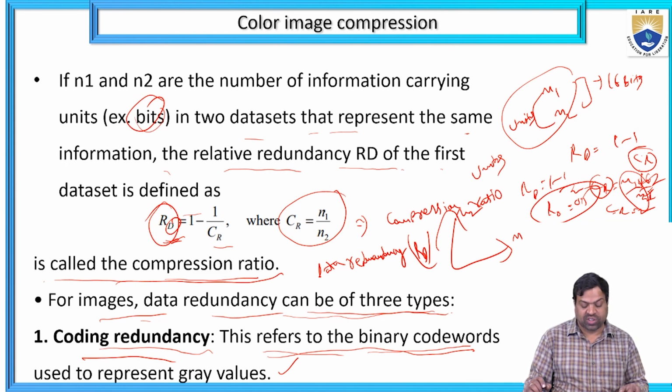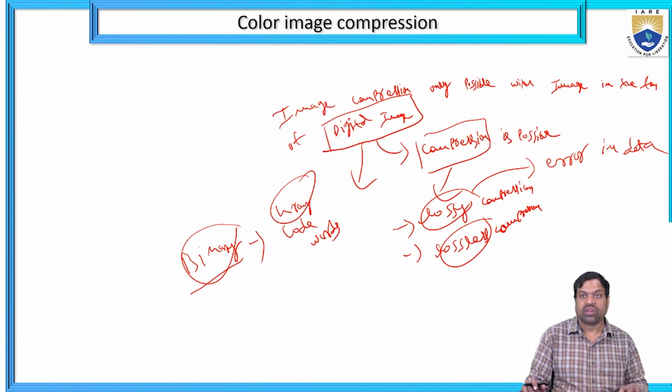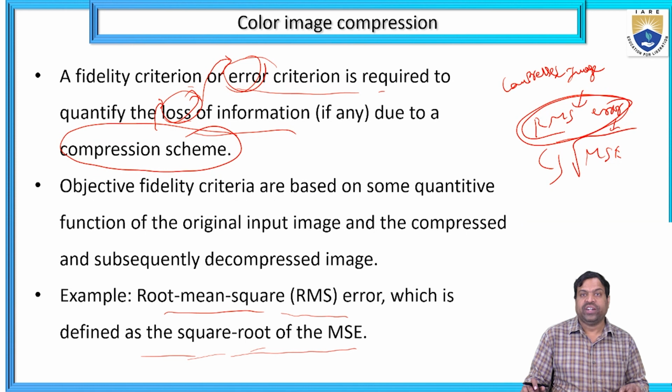Image or data redundancy can be of three types. Coding redundancy refers to the binary code words used to represent a gray level, so binary is converted to gray. Fidelity criteria or error criteria are required to quantify the loss of information due to a compression scheme.